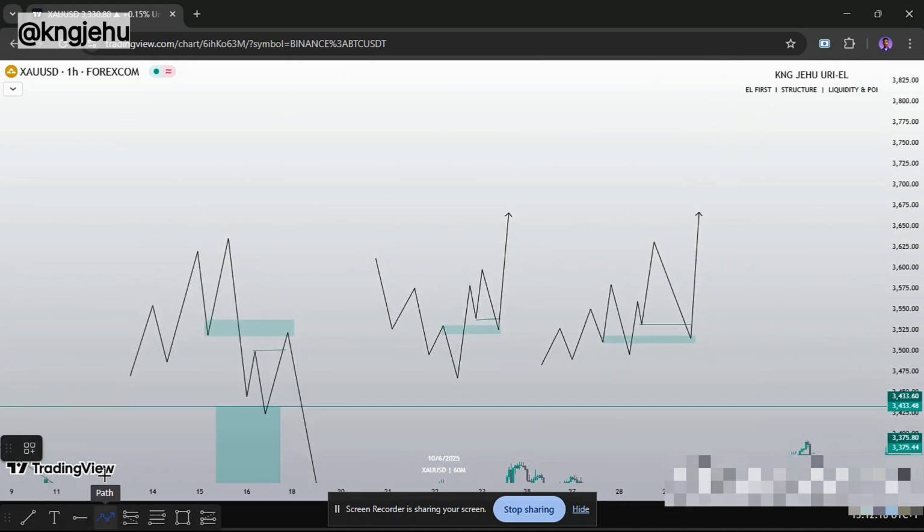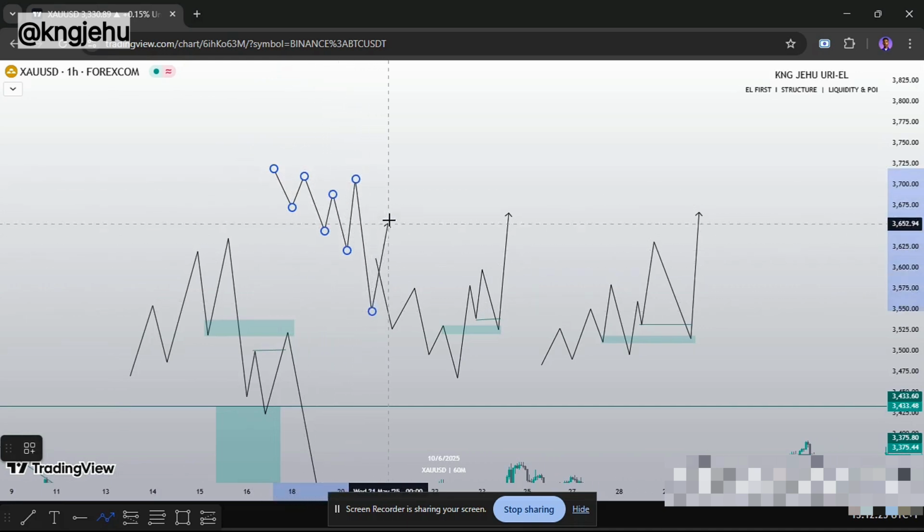And then secondly, we have in a sell environment something like this. Price takes it out, then comes back to respect it.